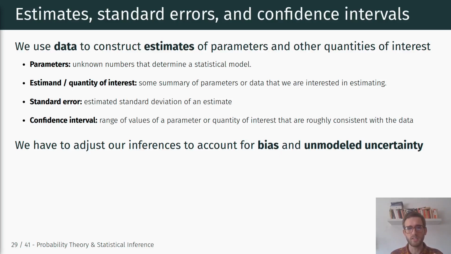When we talk about bias, what we mean is that any unbiased estimate is correct on average, right? So over repeated data generating processes, the expectation of our estimator should be equal to the true value. That's the definition of an estimator being unbiased, right?